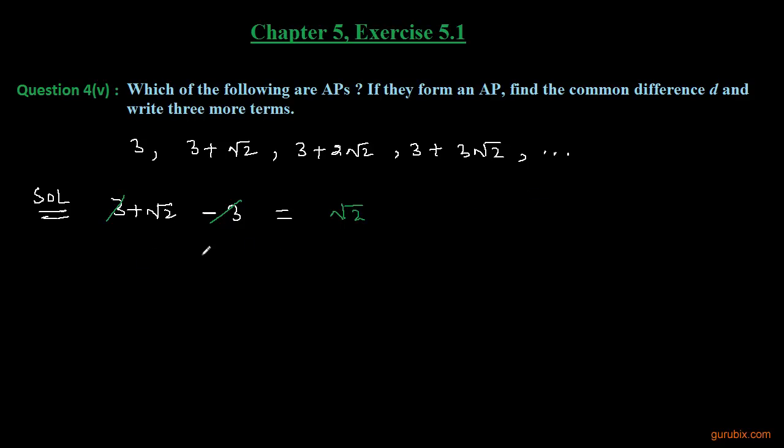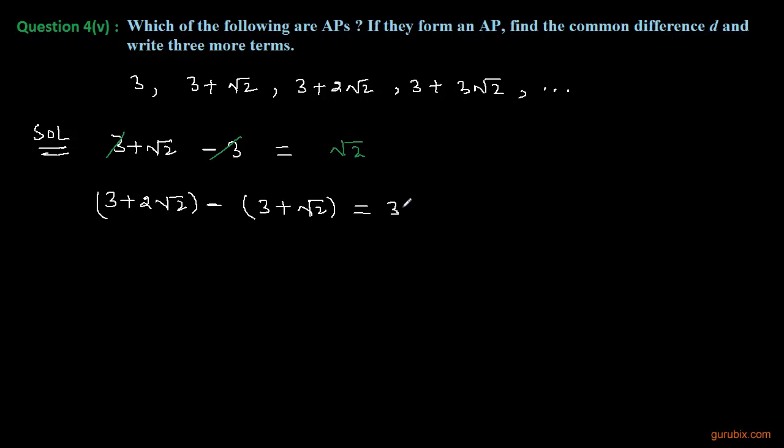Now we shall subtract the second term from the third term, and the third term is 3 plus 2 under root 2, and we shall subtract the second term, which is 3 plus under root 2. When we solve this, we get 3 plus 2 under root 2 minus 3 minus under root 2, and we can cancel out this negative 3 with this positive 3, and we can subtract this minus root 2 from this positive 2 root 2, and we get root 2 once again.